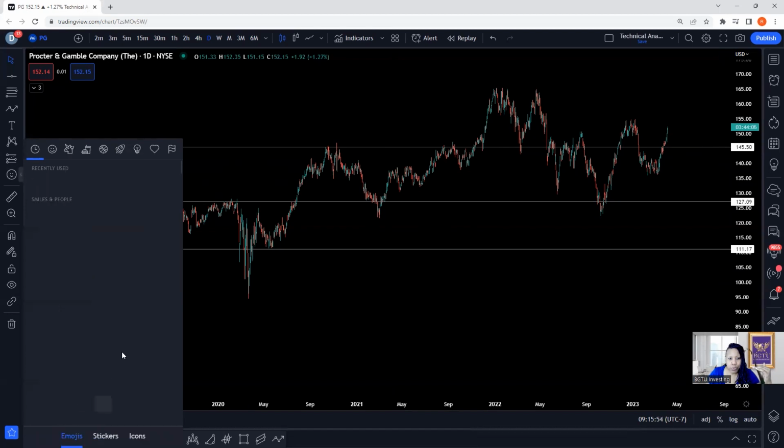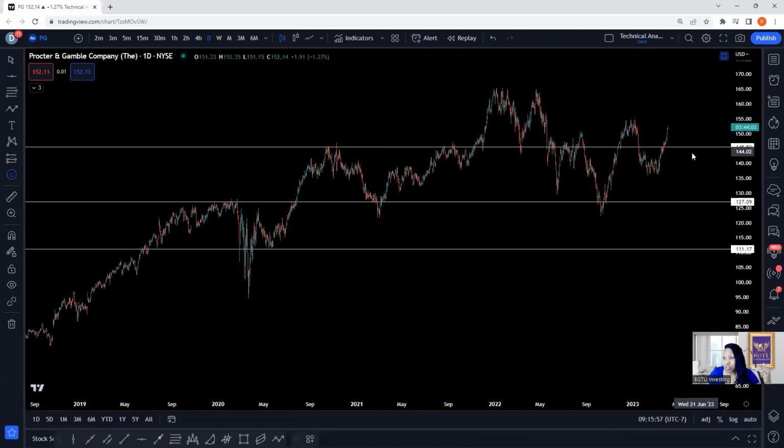And if you're in my group, you already know I have these little emojis. So this is definitely an area I want to keep an eye on. So when price comes back, I want to see how it reacts at that level.